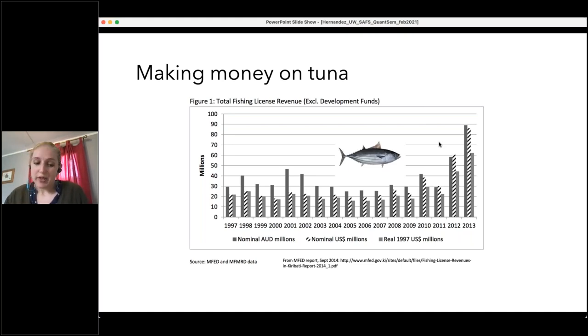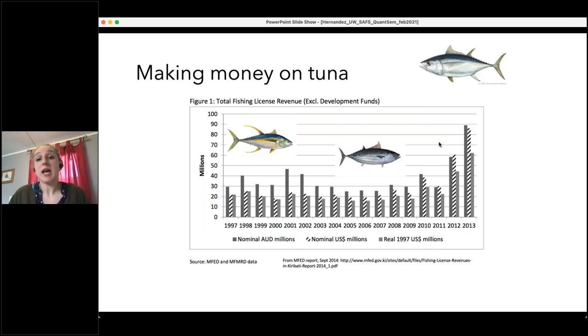There are tons of skipjack tuna. They're really common target species for purse seine fisheries, but yellowfin and bigeye tuna, which can also be caught in the seine fishery or by long lines, are worth a lot more money. So they're really species of interest.